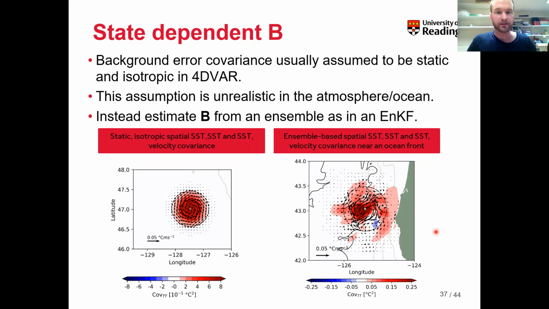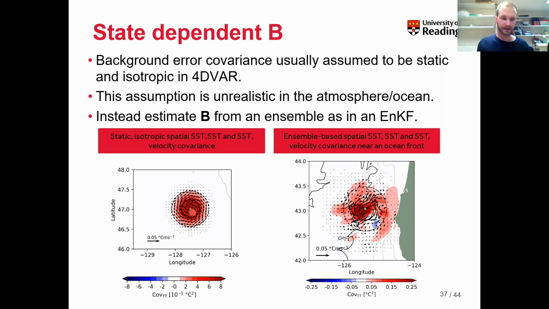Another issue with 4D-Var that's currently an active area of research is the shape of your covariance matrix B. In the past, it was customary to assume that this covariance matrix B that appears in the 4D-Var cost function is static in time and homogeneous in space. And that's probably a bad assumption, as is shown over here.